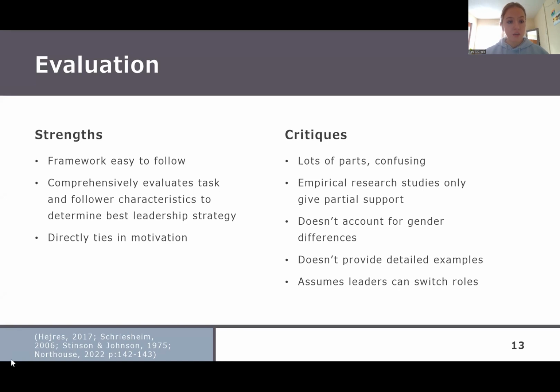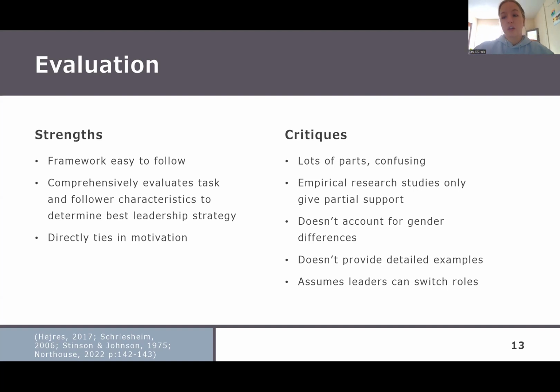All right, so we have evaluation next. So this was how I evaluated the path goal theory. I read through the book, and the strengths that it pointed out was, first off, that the framework is easy to follow. It has those four things written out with the behaviors and then the tasks and the followers. And so you can just follow the chart and base your leadership off of that. Another strength was that it comprehensively evaluates the tasks and followers' characteristics to determine the best leadership strategy.